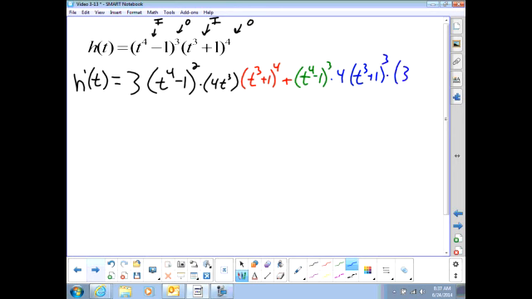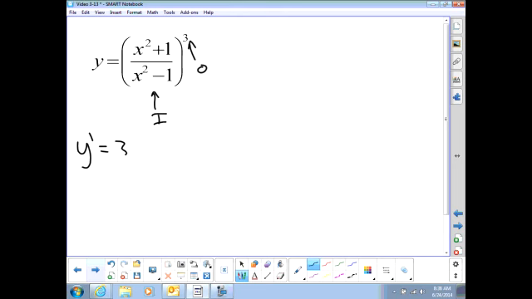Here we'll have another chain rule example that involves quotient rule. Our outside function is the raised to the third. Our inside is our fraction. So we'll have 3 out front, keeping the inside the same. Now raised to the second. Times derivative of our inside, which is going to be a quotient rule.